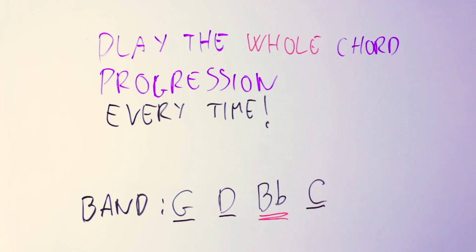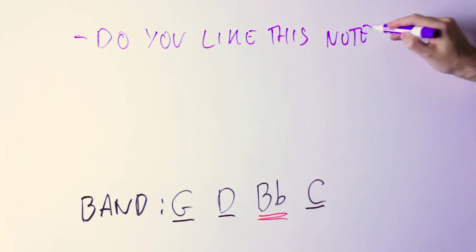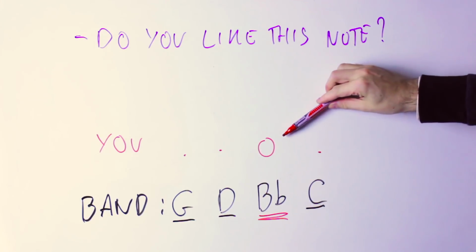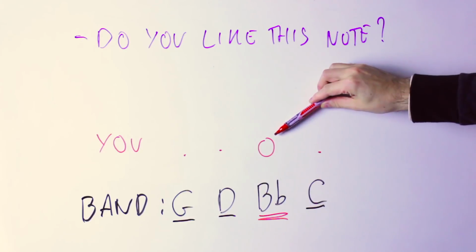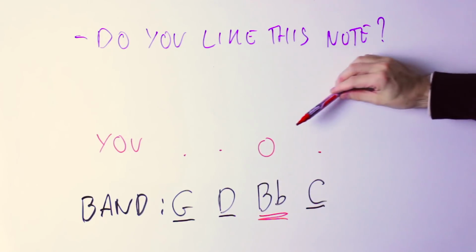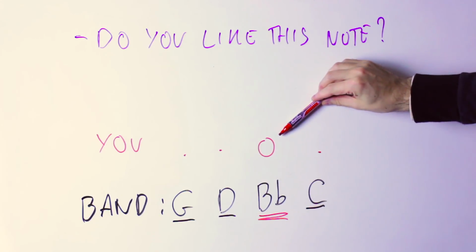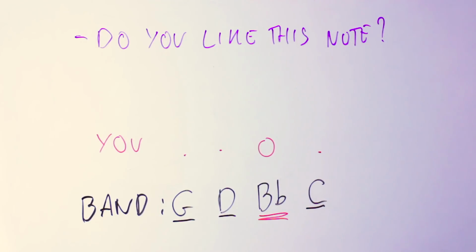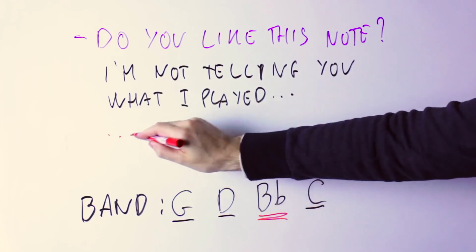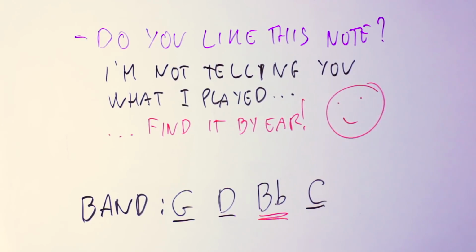So here's how we do it. I just pick a note, I'm not telling you which one, and I play it over B flat, and then you tell me if you like it or not. I think it was pretty good. Let's try a different note. And I think we can agree that this one did not sound particularly good. So then, after you've done this for all the 12 notes, you know what works on this B flat chord, and then you can start improvising your solo.